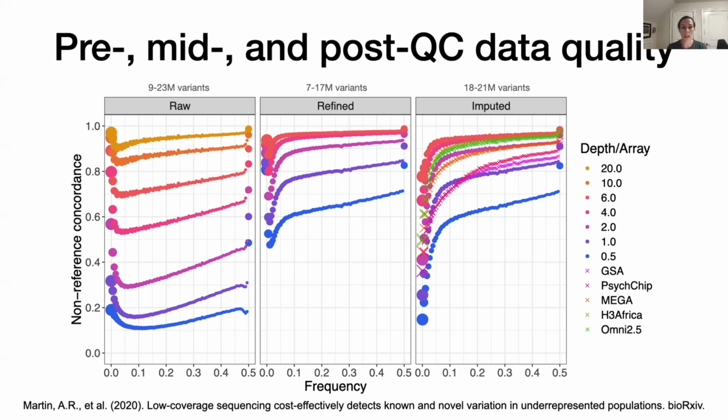And so what you can see is that at about 1x sequencing, we're doing similarly to how we're doing with the lower density arrays like GSA and the Psychiatric. And at 4x sequencing, we're outperforming all of the commercially available array data. So this means that we're doing a really good job with 4x sequencing.